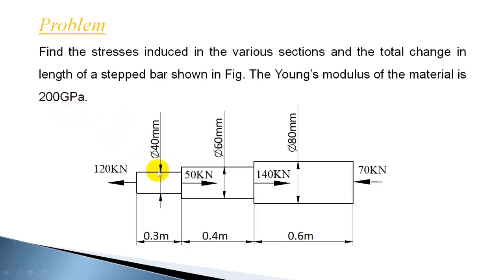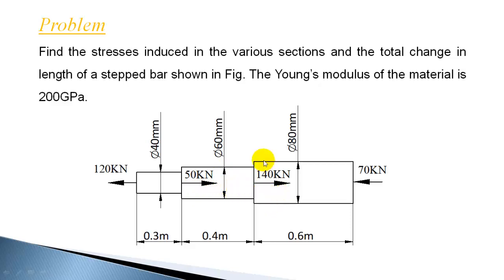So you have three sections here. Each section has a uniform cross section. The diameter is given, and the diameter is not changing from one end to the other end of that section. And here again the diameter is 60 mm. So from the left end to the right end of that section, the diameter is 60 mm. So each section has a uniform cross section.